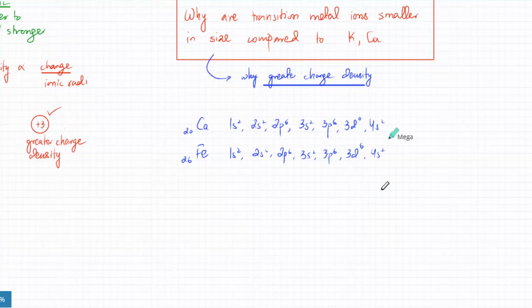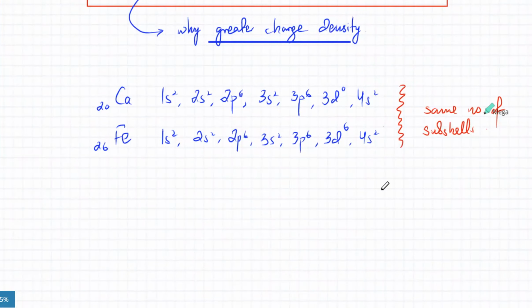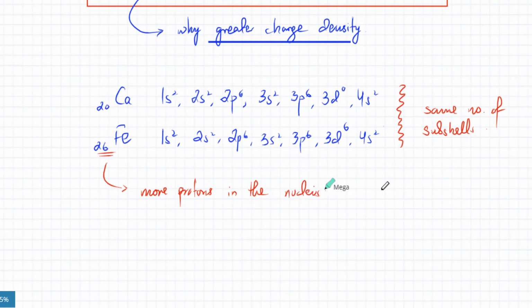Now look at both atoms' electronic configurations. It's exactly the same electronic configuration. They have exactly the same number of shells and subshells, identical. The only difference is that iron obviously has more electrons, so the subshells are the same. Not only does it have more electrons, it's got more protons in its nucleus. So there is obviously greater nuclear charge, more attraction for electrons.